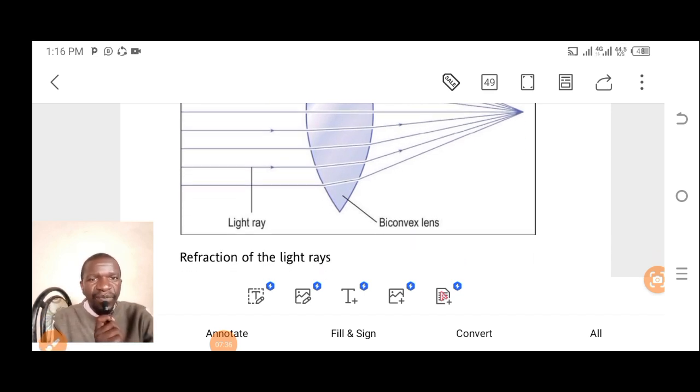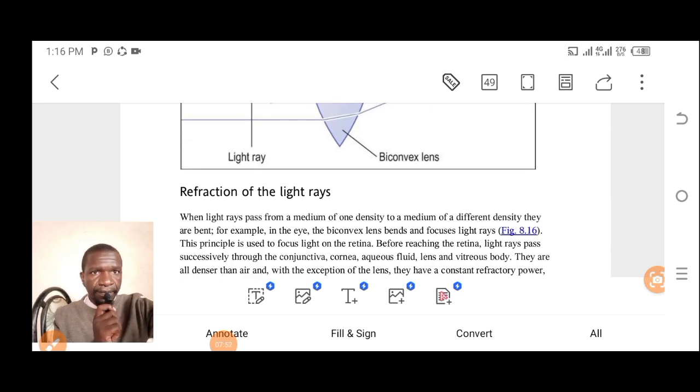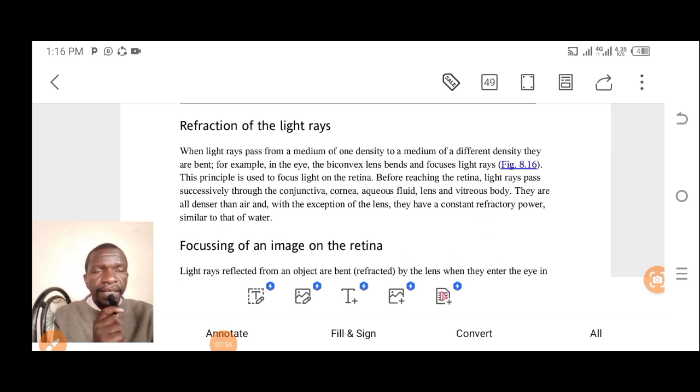We have reflection, we have refraction. There's a difference between reflection and refraction. Reflection of light is a different process. Refraction is when the light rays are bent so that they are able to be focused, right? So when the light rays pass from a medium of one density to a medium of a different density, they are bent. For example, in the eye, the biconvex lens bends and focuses the light rays, right?